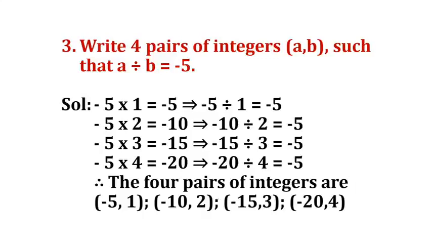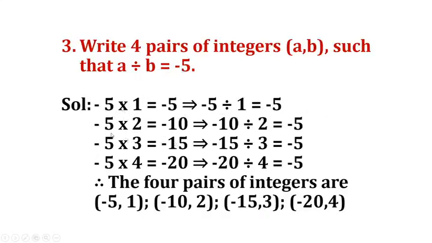Next, third is write 4 pairs of integers a comma b such that a divided by b is equal to minus 5. Like this, you have to find out 4 pairs of integers a and b. So we know that for this, first I am taking 5 into 1 is equal to minus 5. If you divide minus 5 by 1, you will get minus 5 here again. So a divided by b is equal to minus 5 is proved here.